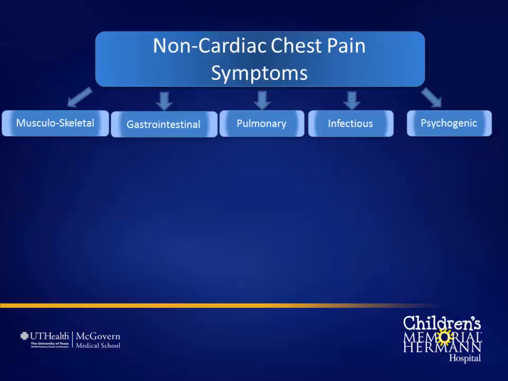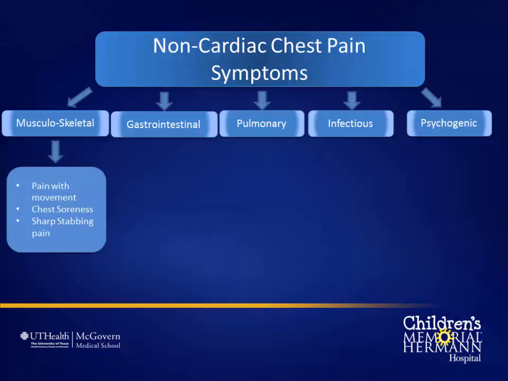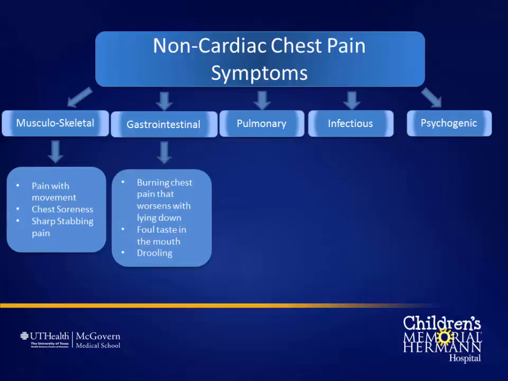All right, so let's talk about some of the symptoms that are associated with all of these causes. With musculoskeletal, you'll usually have pain with movement, some type of chest soreness, or the pain will be sharp and stabbing. With gastrointestinal symptoms, you may have burning chest pain that worsens when you lie down, foul taste in the mouth, or drooling. And then pulmonary symptoms can be shortness of breath, wheezing, or coughing.